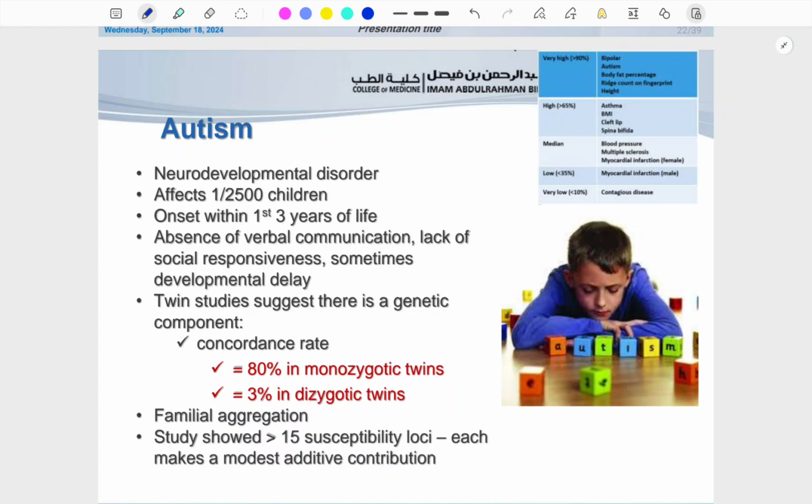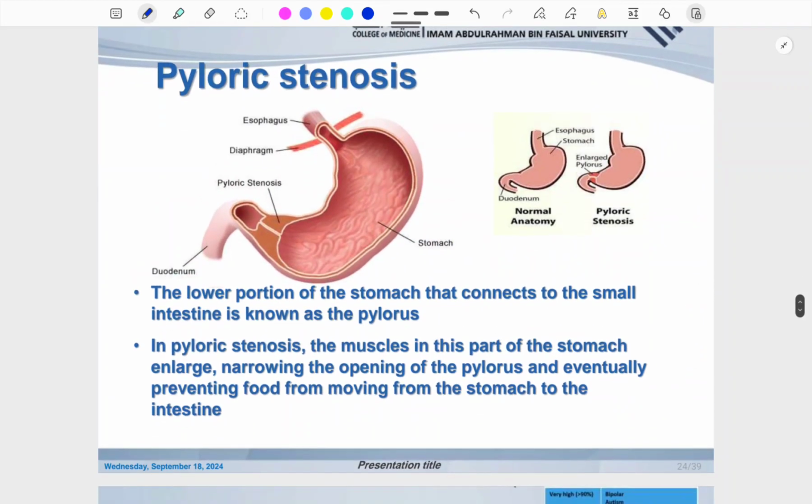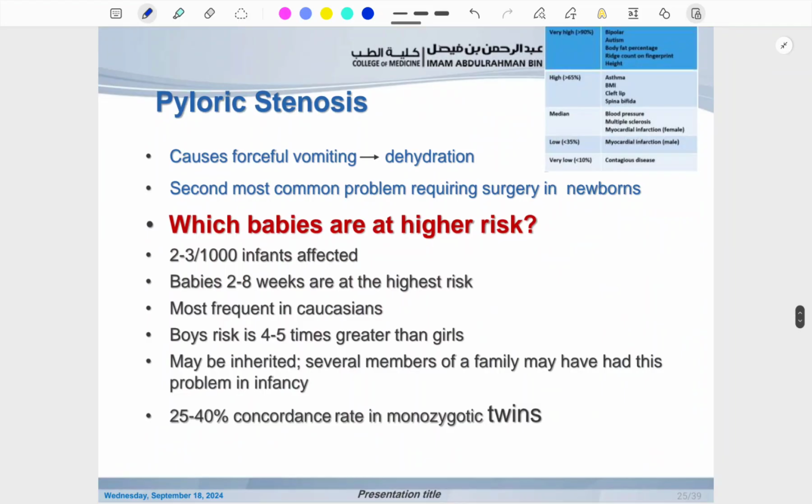Pyloric stenosis. Look at it, thickening. That's the normal, you can see it. The thickening makes it difficult for the food to pass through to the intestine. The lower portion of the stomach that connects to the small intestine is known as the pylorus. In pyloric stenosis, the muscle is thickened and enlarged, narrowing the opening of the pylorus and eventually preventing food from moving to the intestine. It causes forceful vomiting, they always vomit, and therefore it is associated with dehydration. It is the second most common problem requiring surgery in newborns. So it's quite hard. You understand?